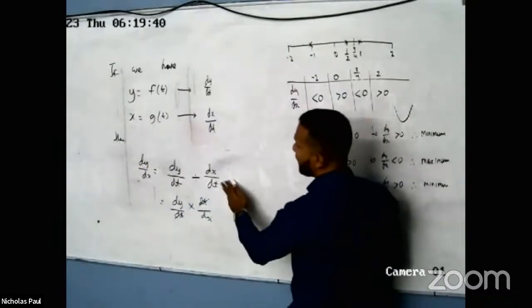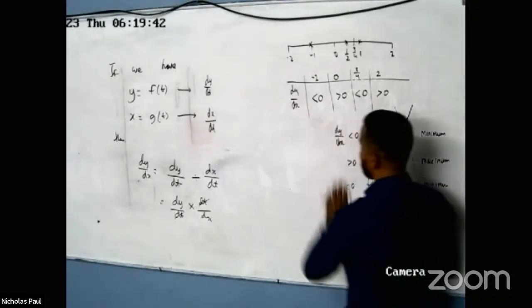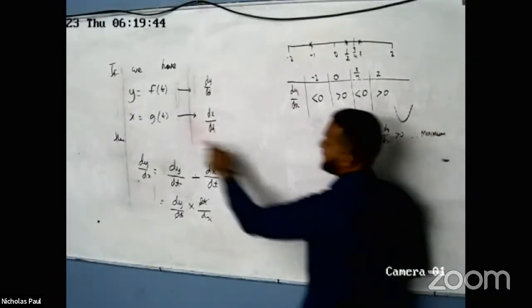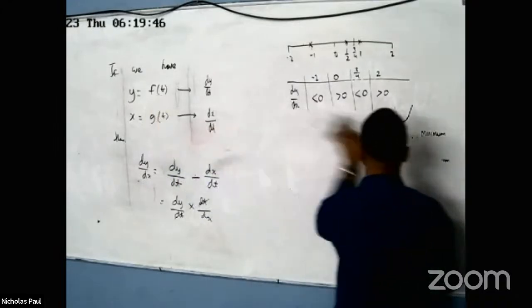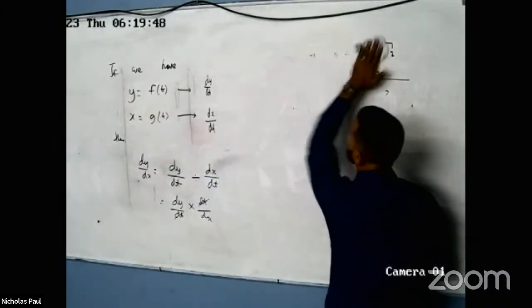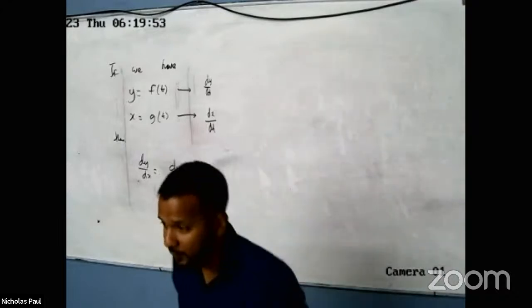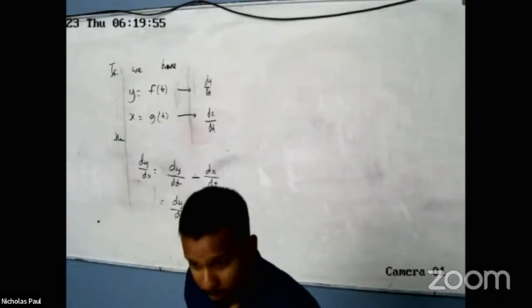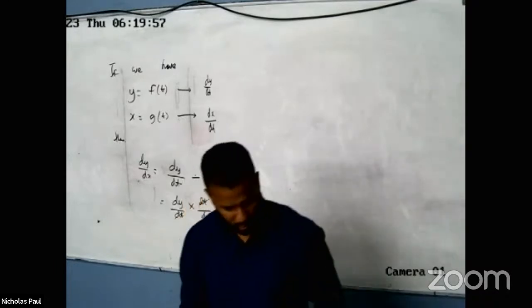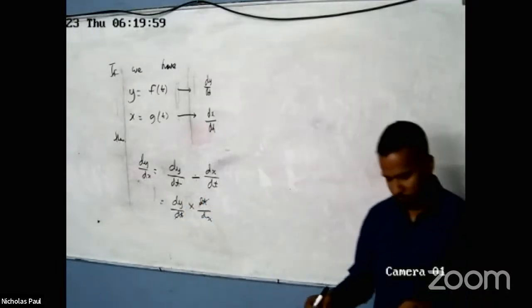So this is how you solve equations that are parametric. Parametric means you have x and y in terms of some other variable. Are you okay with that? Okay.